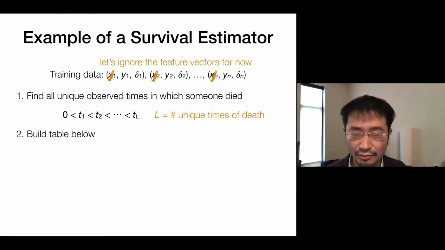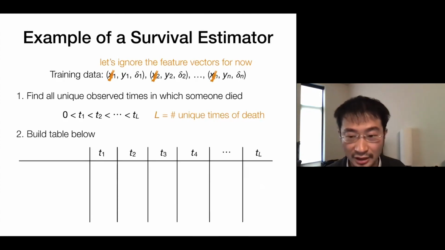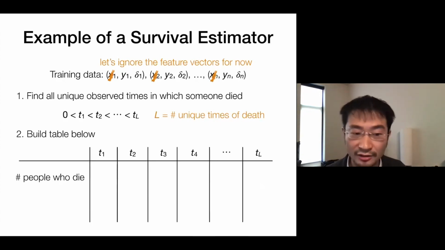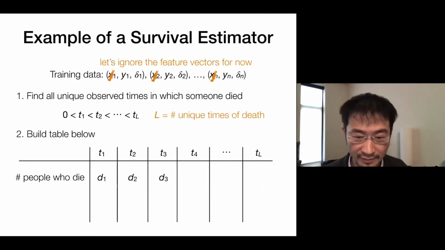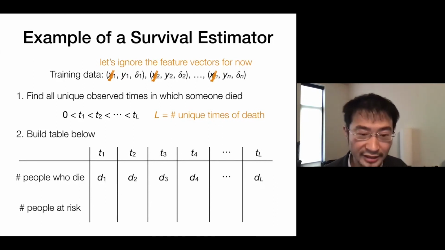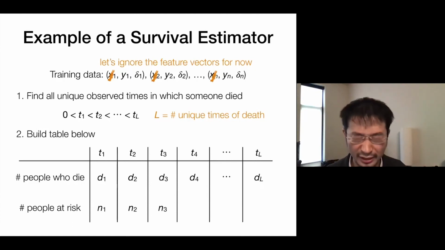Then I can make the following table. I have the different times, and at each of these time points, I keep track of how many people died at that time point. The other thing is, at each of these times, I count how many people are at risk, how many people can die at that time point. So I can compute these.